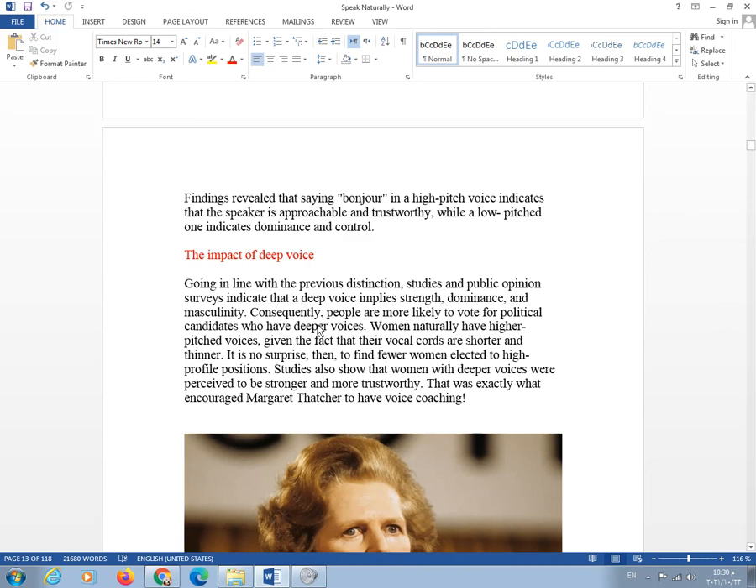Consequently, people are more likely to vote for political candidates who have deeper voices. Women, as we know, naturally have a higher pitched voice, because the vocal folds are shorter and thinner than men's. It's no surprise that we find fewer women elected in high profile positions.